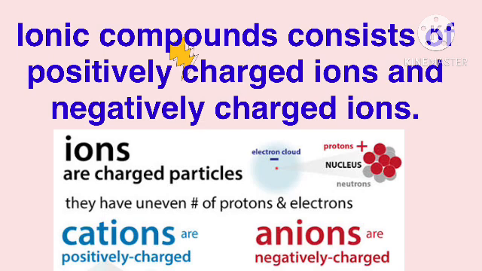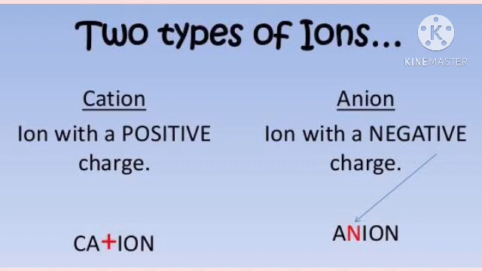An ionic compound consists of positively charged ions and negatively charged ions. Now, the positively charged ion is called a cation, while the negatively charged ion is called an anion.